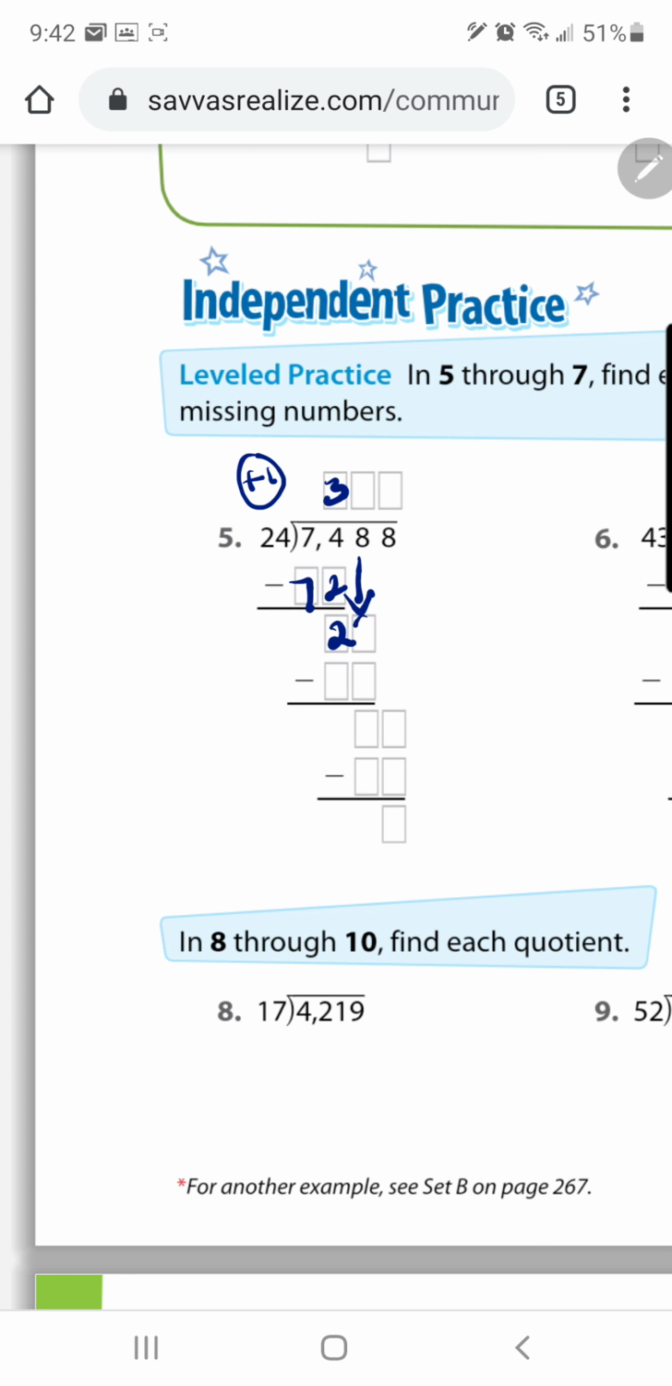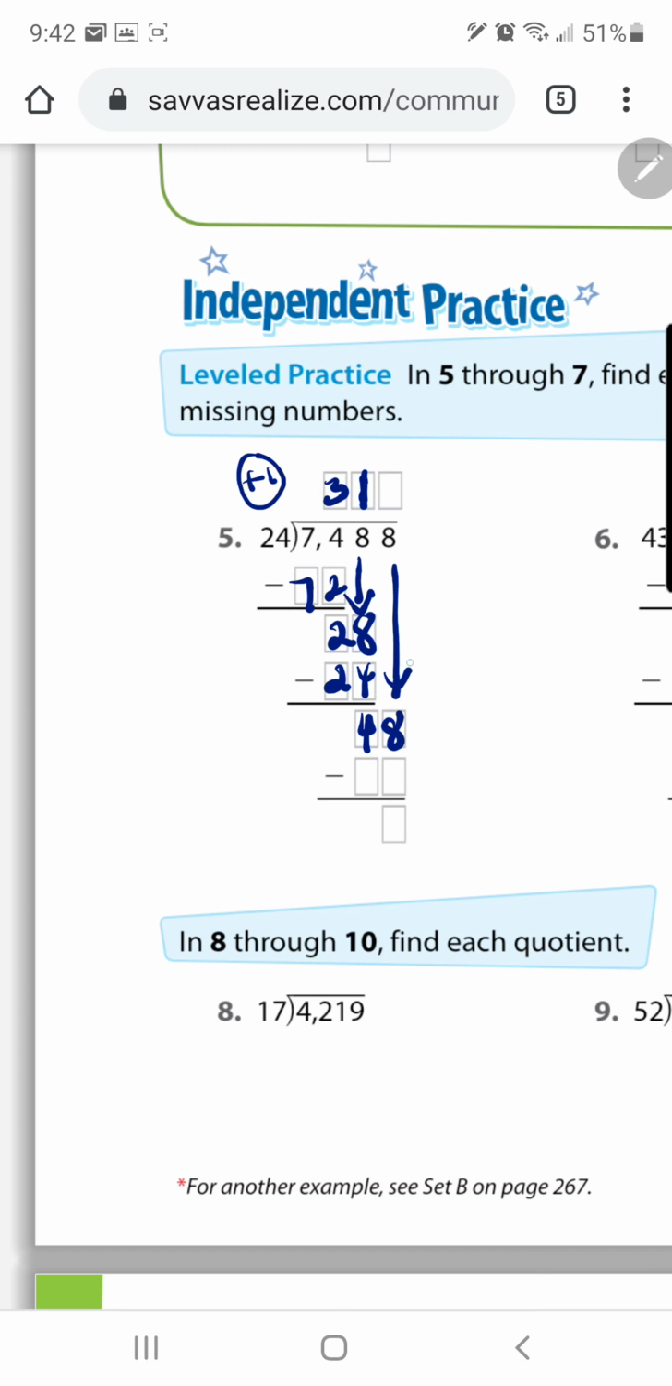Bring down your 8. How many groups of 24 can I make with 28? Well, that's easy, only 1. 1 times 24 is 24. Find the difference. 8 minus 4 equals 4. Bring down the 8. How many groups of 24 can you make with 48?